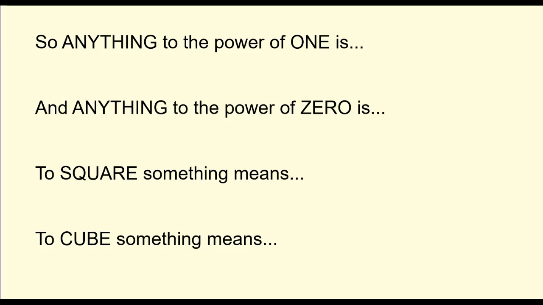So a couple more things to fill in, and this is on your note sheet as well. Anything to the power of 1. If I have something like 5 to the first power, or 7 to the first power, or 14 to the first power, anything to the power of 1 is itself. It just means write the number down. It doesn't get multiplied by anything. You just get that number again.